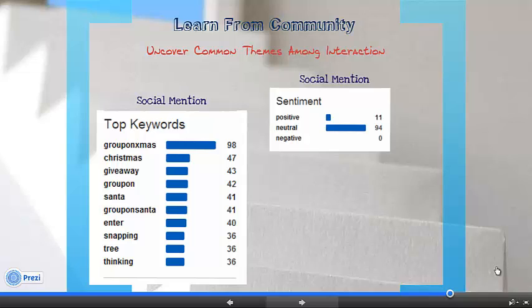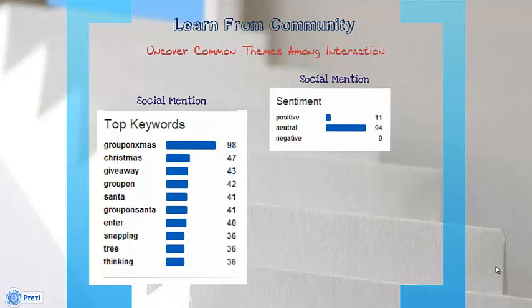Learning from your community. This is the idea of uncovering common themes. Social Mention and Twitalizer both did this. It's the idea of finding keywords such as Groupon Xmas and Christmas, like the last week of research we've done, looking at our campaign Groupon Xmas. This is important because if you know what's popular, it'll also help you build future campaigns. Another aspect of this is measuring the sentiment. As you can see with the graph to the right, it shows you positive and negative ideas towards your company.